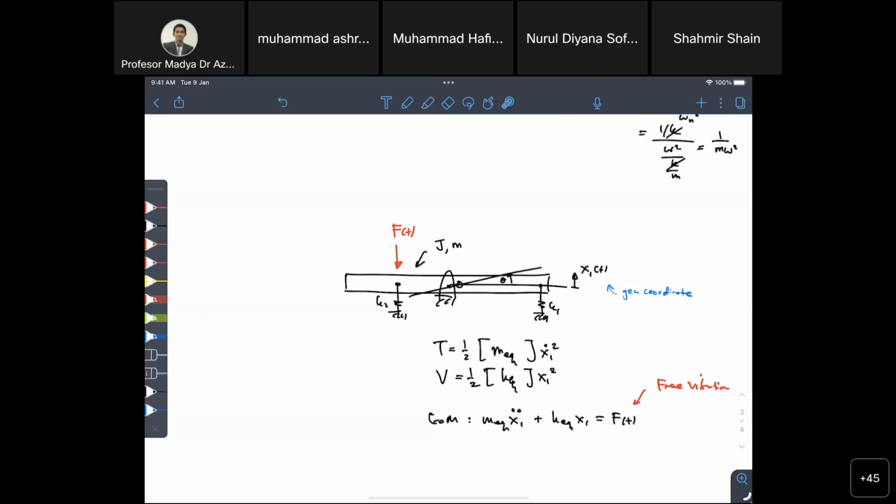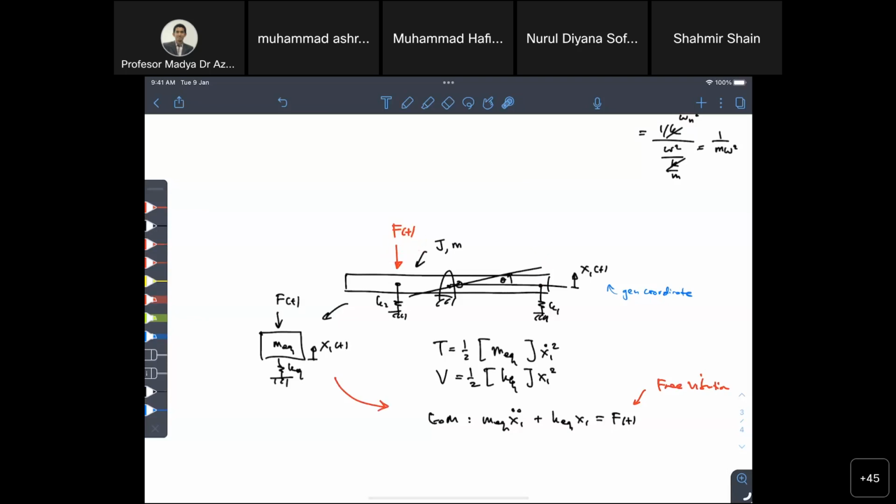Because when Ft is actually here, then you can do the mass spring model. So this one is M equivalent, you have K equivalent, and then you have x1 as the generalized coordinate. Then you have Ft, so that will be straight away the equation of motion. But Ft is not at that location. Ft is at a different location.